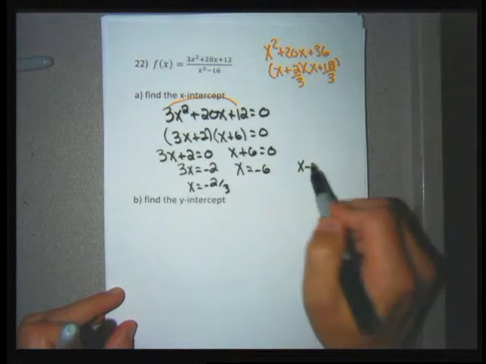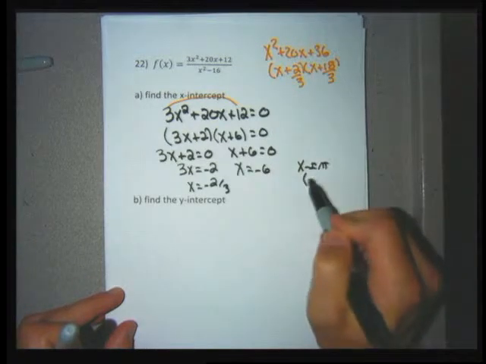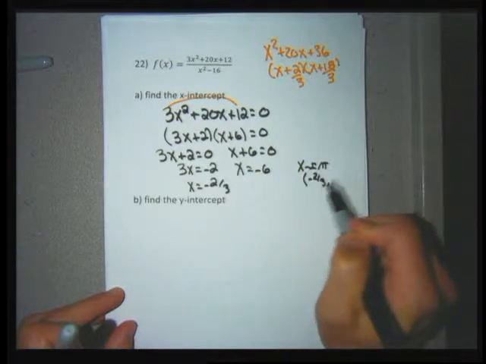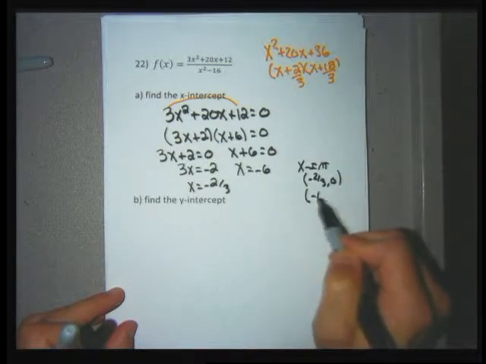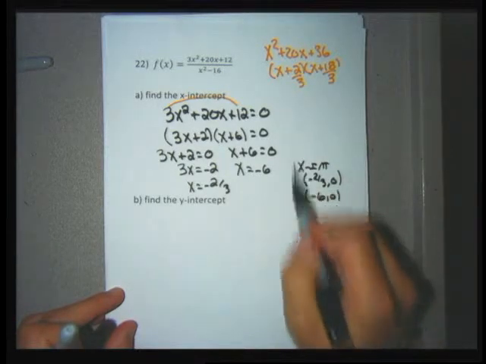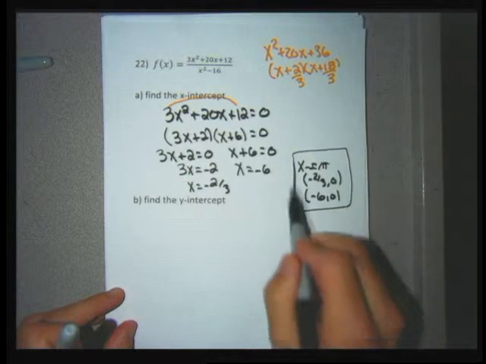So I'm going to say my x-intercepts are the points negative 2/3, 0, and negative 6, 0. So there's two of them. The graph is going to cross the x-axis in two places.